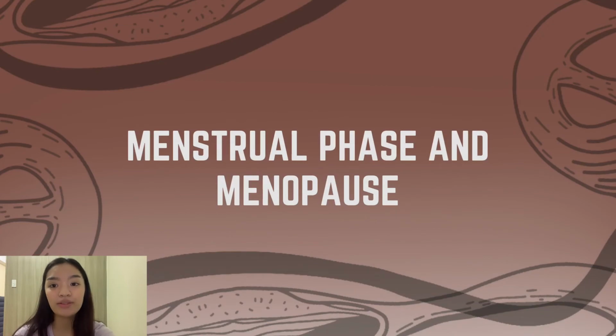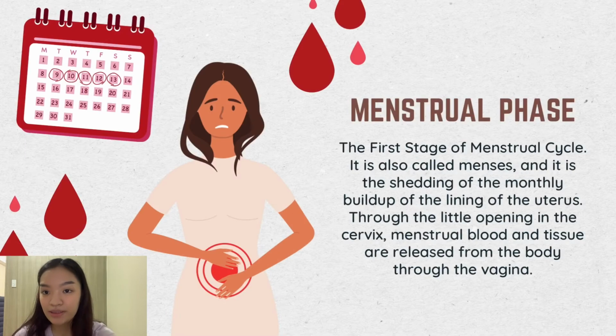So next, we are going to talk about the menstrual phase and menopause. First, what is the menstrual phase? It is the first stage of the menstrual cycle. It is also called menses, and it's the shedding of the monthly buildup of the lining of the uterus. Through the little opening in the cervix, menstrual blood and tissue are released from the body through the vagina.